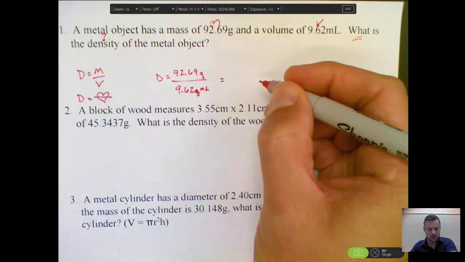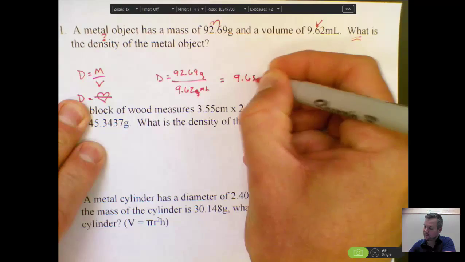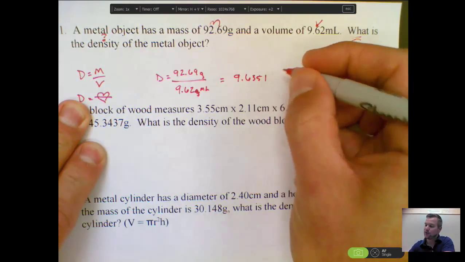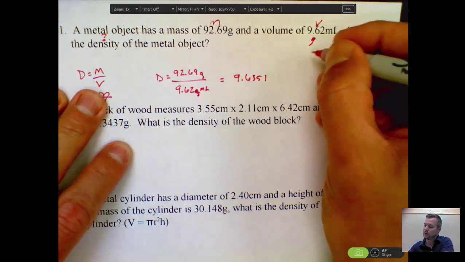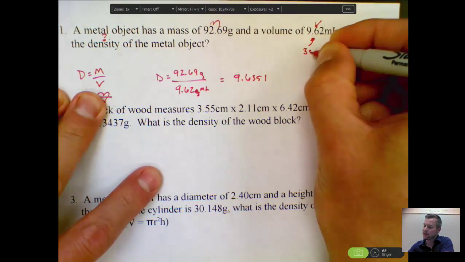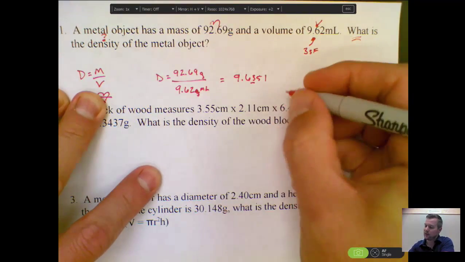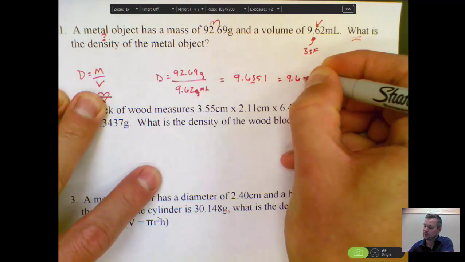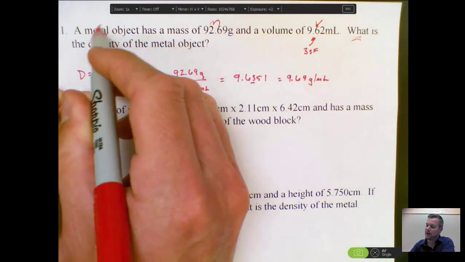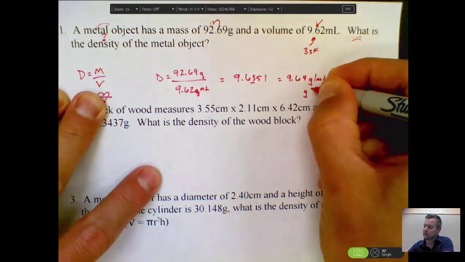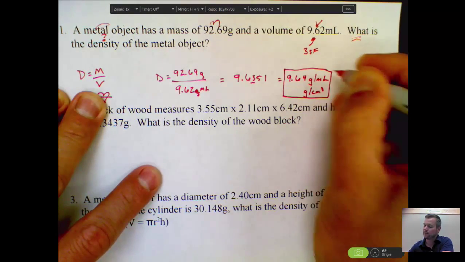And if you solve that, you're going to get 9.6351 as your number. If you're in honors or regular chemistry, you need to think about sig figs. So you would need to have 3 sig figs here, 3 place values. That's right here. So 3 is followed by a 5-1, which makes this equal to 9.64 grams per milliliter. But since this is a metal object, grams per centimeter cubed would probably be more correct than milliliters.